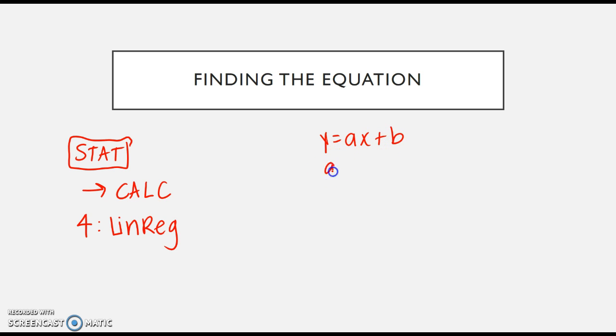Then it's going to give you your a and your b, and then it's going to give you your r squared and your r. Okay, you just have to take your a and your b and plug them into ax plus b, your slope-intercept form, where a is your slope and b is your y-intercept. The r squared and r, we just use the r for our correlation coefficient to see how strong our correlation is, if it's a good fit or not a good fit.